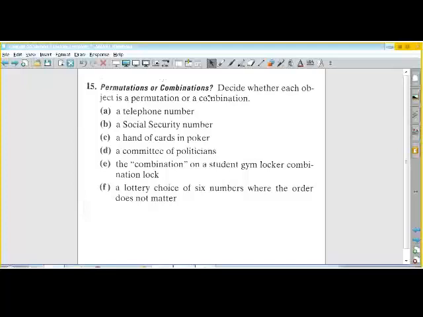And then this one says, a lottery choice of 6 numbers where the order does not matter. That's normally what lotteries are anyway, especially since it specifically says order does not matter. So permutations: order does matter; combinations: order does not matter. So this would be a combination, and this combination would be a permutation. That's the kind of thing you look at.